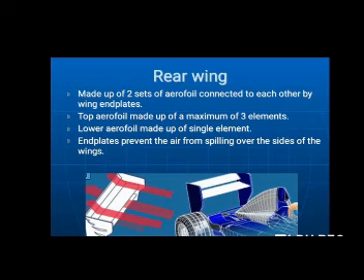Rear wing, made up of two sets of airfoil connected to each other by wing end plates. The top airfoil is made up of a maximum of three elements. The lower airfoil is made up of a single element, and end plates prevent the air from spilling over the sides of the wing. You can see here the image of the rear wing. Let's move on to the next slide.